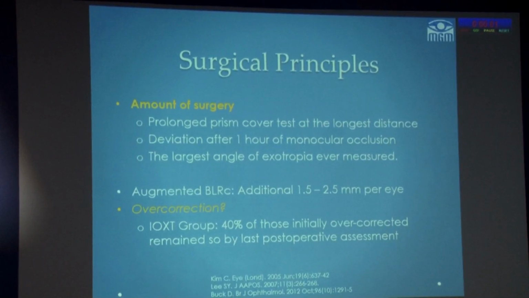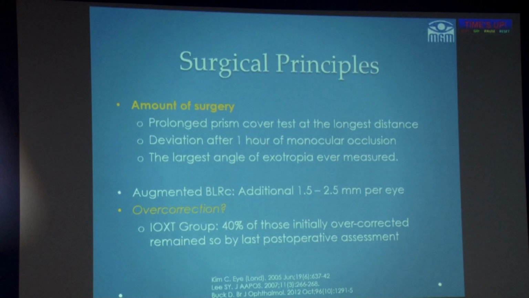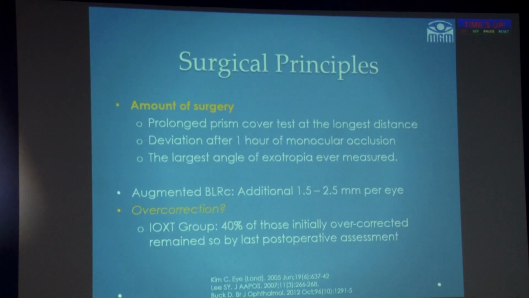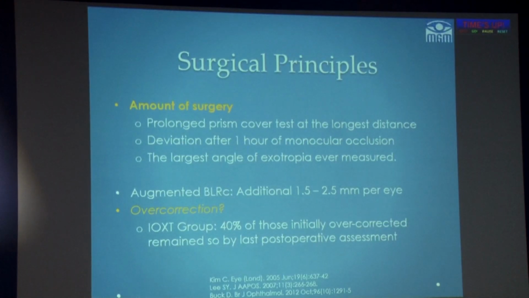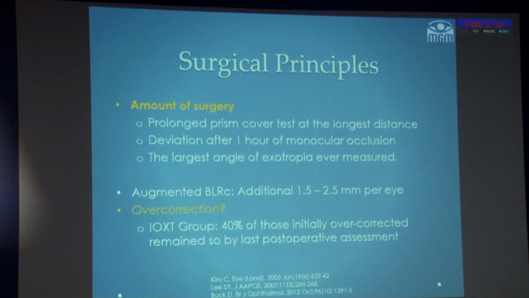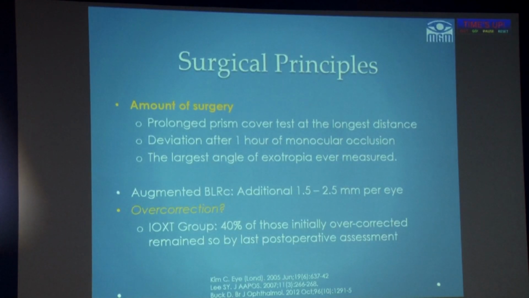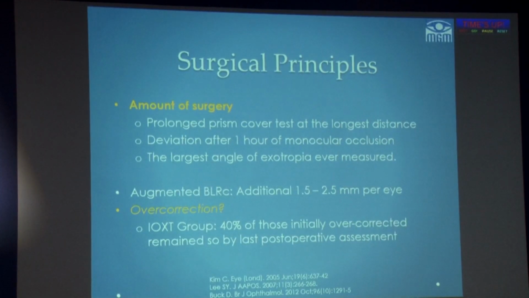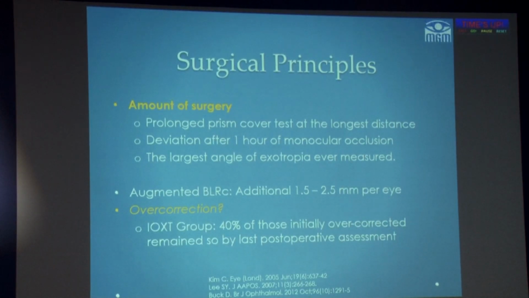we'll come to the outcomes later on, but you need to operate on the largest deviation that you have ever measured. You can do prism adaptation, or you can measure the deviation after 1 hour of monocular occlusion to get the proper deviation. Some have suggested augmented lateral rectus recessions of 1.5 to 2 millimeters. You can go ahead, but remember that the AIOS group has suggested that 40% of those who were initially overcorrected remain so by the last postoperative assessment. So I don't usually do that.